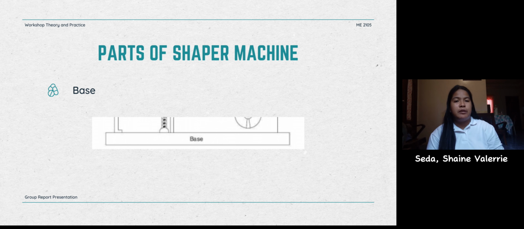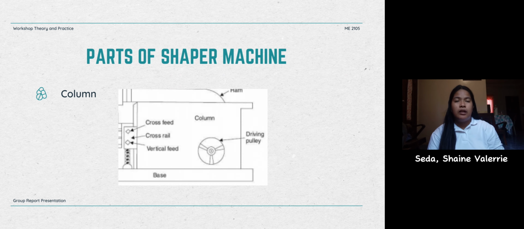Main parts of shaper machine. Base. The base is the foundation of the shaper machine and supports all other parts of the machine. It is made of cast iron and has high shock absorbing capacity. Column. The column is mounted on the base and supports the reciprocating ram and the workpiece. It is also made of cast iron and serves as the casing for drive mechanism components such as gear mechanisms, pulleys, and etc.